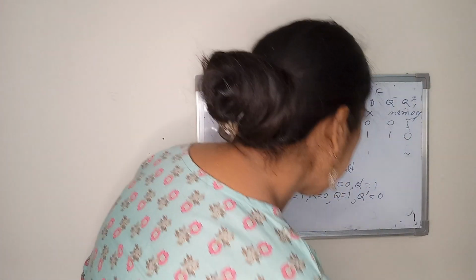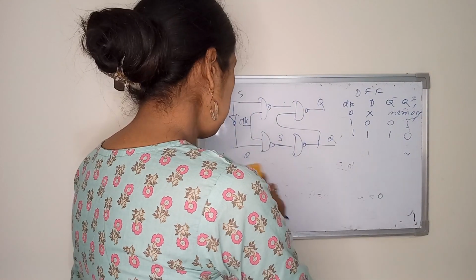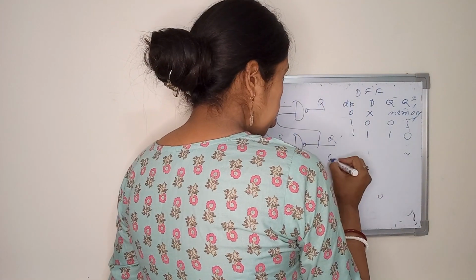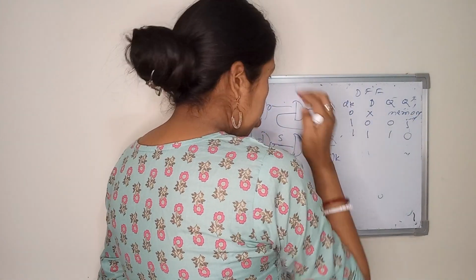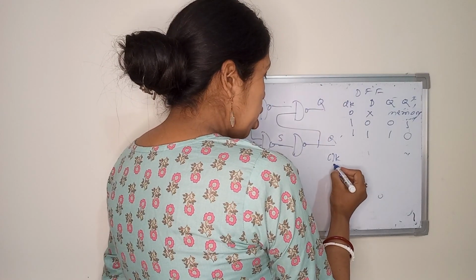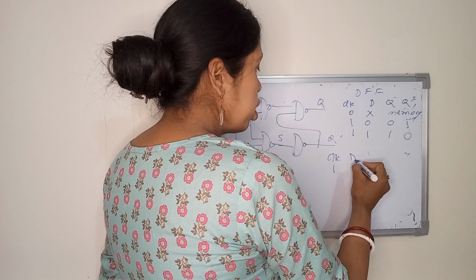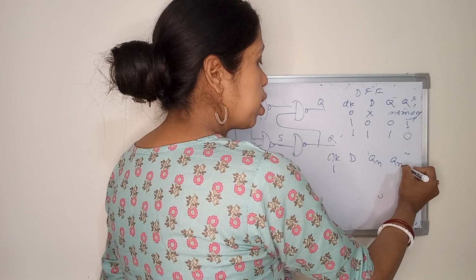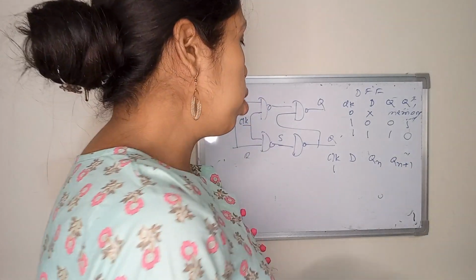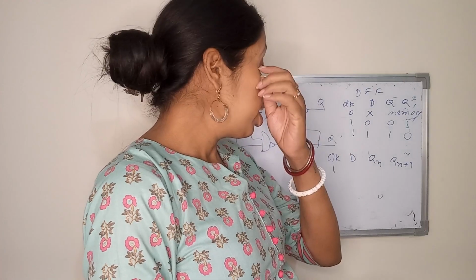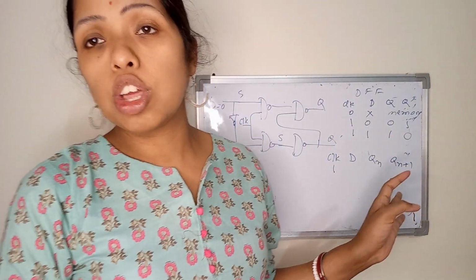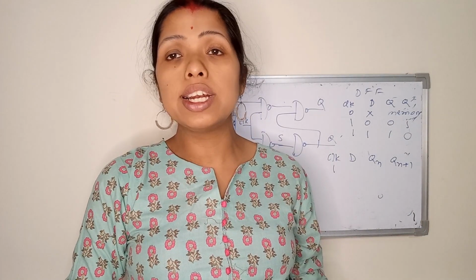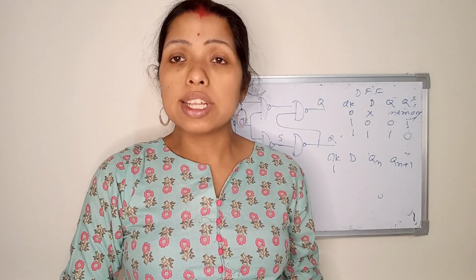So now we want to write the characteristics table. If you try to recall, in the characteristics table, suppose I am giving clock as 1, I am not considering the memory effect. In the characteristics table, you will have only Q, in the form of Qn and Qn plus 1. Qn is the past state and Qn plus 1 is the present state. There is no concept of Q prime in the characteristics table. Only Q is there, in the form of the past and the present.